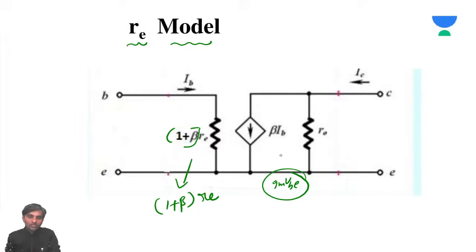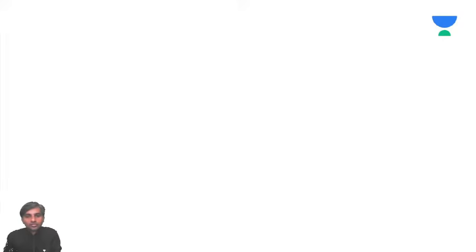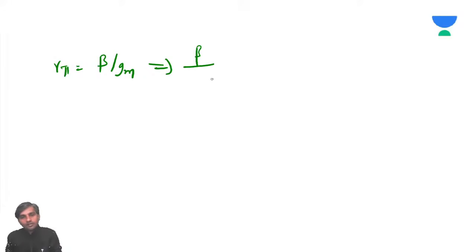Now here, what you don't know, sir, is the value of RE. So how did we calculate the value of R pi? R pi was beta by GM. If you substitute this GM, it is IC by VT. So we know that R pi is going to be beta by GM. What was GM, sir? It is IC by VT. Yes or no? IC by VT. Yes. So, I'm sorry.